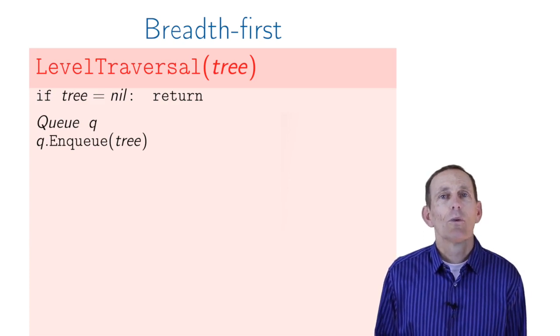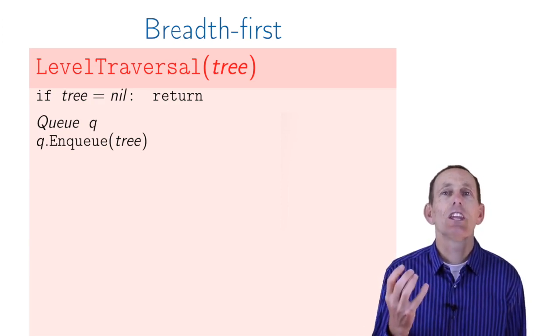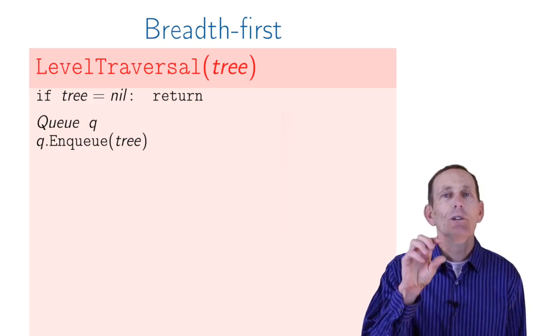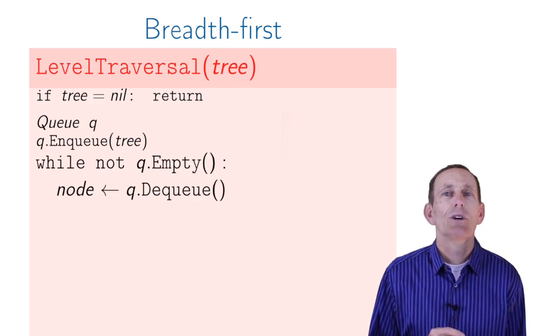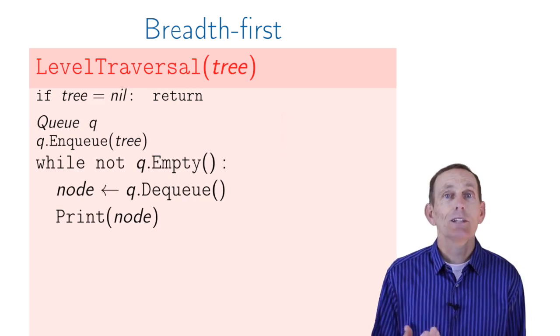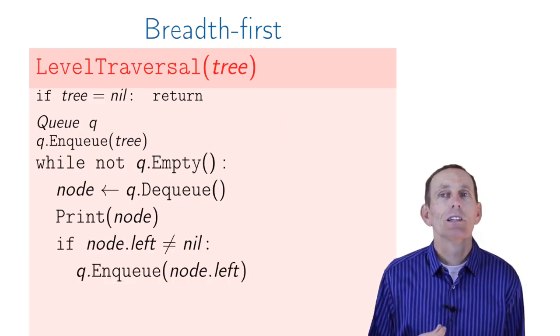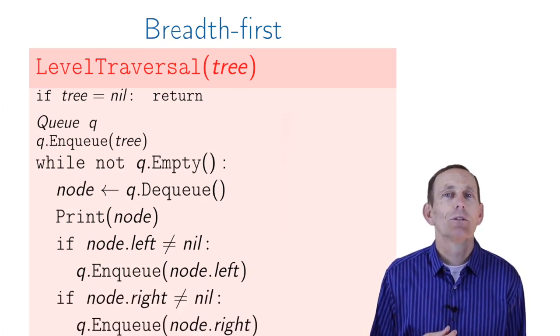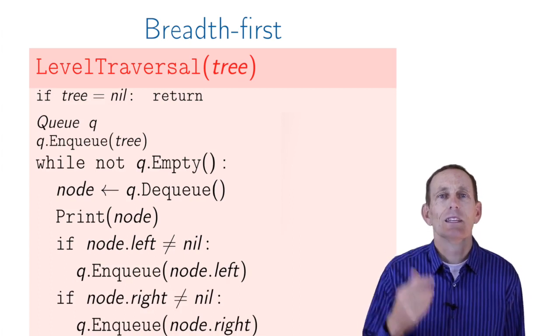Breadth first, we're going to actually use a queue instead of a stack. So in the breadth first, or we're going to call it level traversal here, we're going to go ahead and instantiate a queue, and on the queue, first put the root of the tree. So we put that in the queue, and then while the queue is not empty, we're going to dequeue, so pull a node off, deal with that by printing it, and then if it's got a left child, enqueue the left child. If it's got a right child, enqueue the right child. And so this will have the effect of going through and processing the elements in level order.